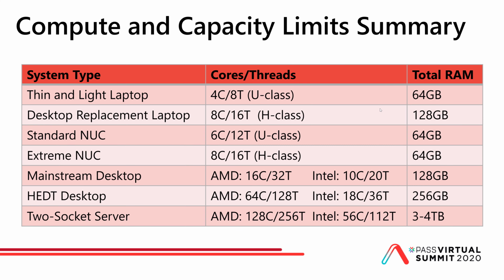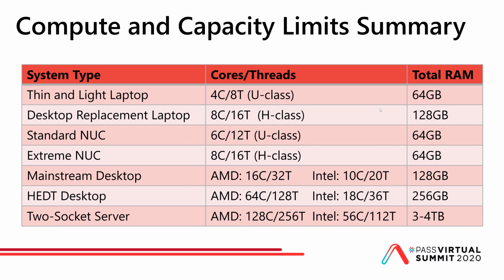Now, here's a summary of the compute and capacity limits for these different form factors that I've talked about. Starting at the top, we've got a thin and light laptop that might be 13 or 14 inches and weigh maybe 3 to 4 pounds. And you're going to have 4 cores and 8 threads, and it's going to be a U-class mobile CPU, and you're limited to 64 gigs of RAM. And this is for a brand new top-of-the-line machine. An older machine might only have 2 cores and 4 threads, and you might be limited to only 32 gigs of RAM or even 16 gigs of RAM in some cases.